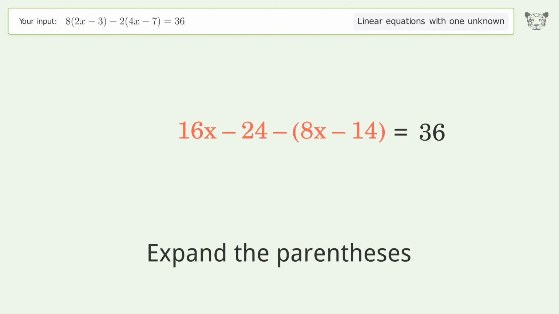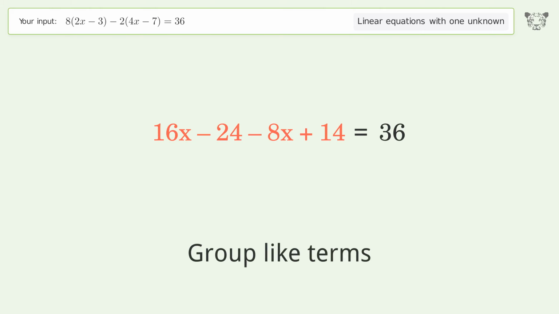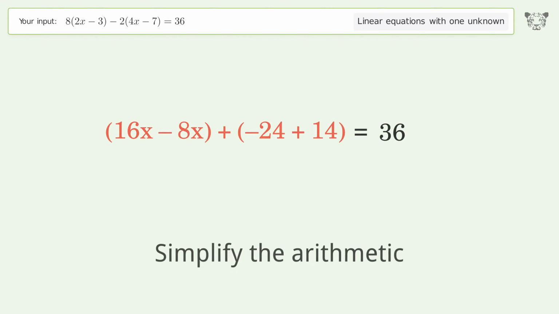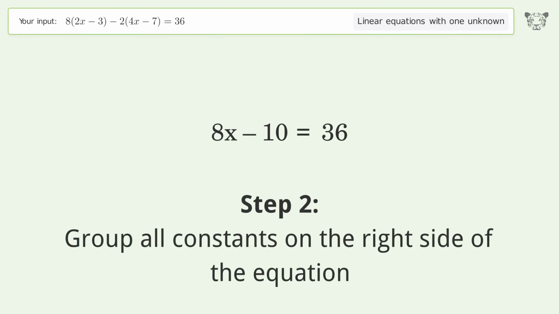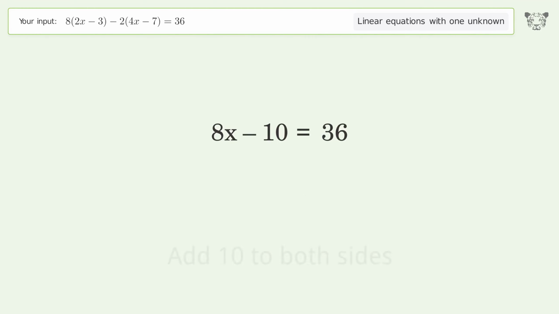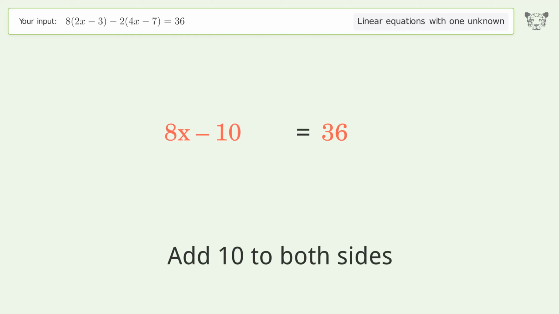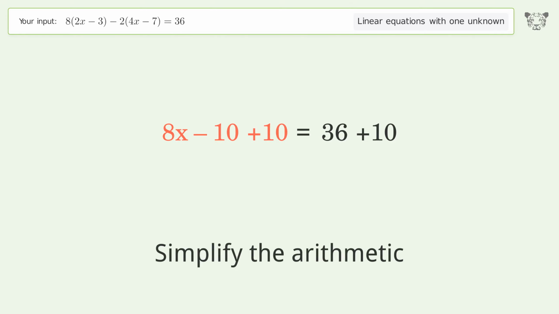Expand the parentheses. Group like terms. Simplify the arithmetic. Group all constants on the right side of the equation. Add 10 to both sides. Simplify the arithmetic.